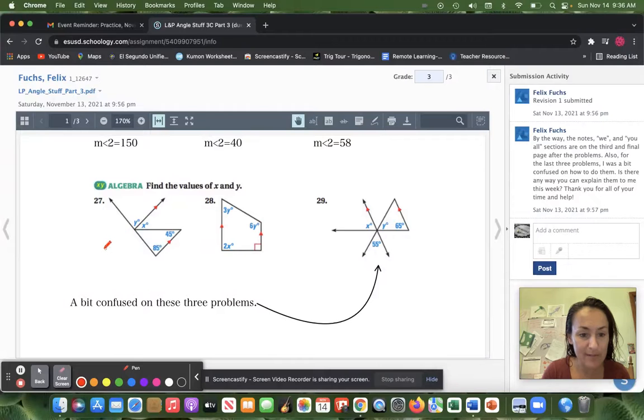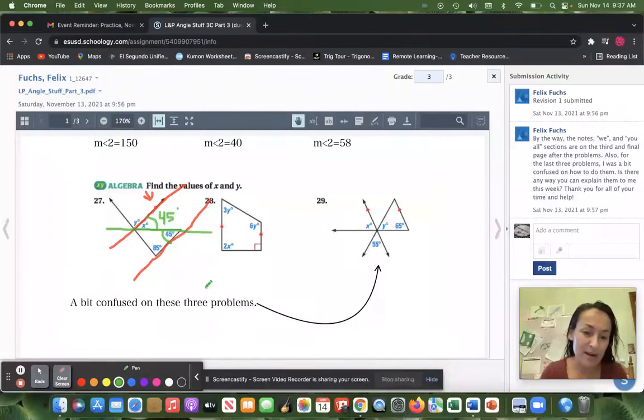So let's see if this makes sense. Hopefully, you notice the little arrows here. That means that these lines right here, I'm going to extend them. They're parallel to each other, they're never going to cross. Pretend like those are straight. So that means that this line right here is functioning like a transversal through these parallel lines, which means this angle and this angle are alternate interiors, which means they're the same. So that means that x has got to be 45.